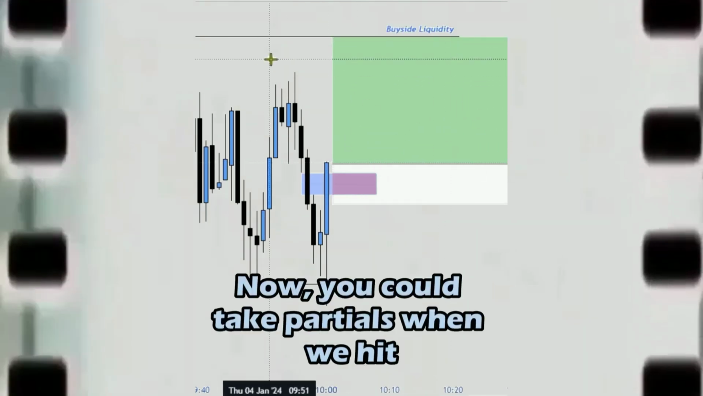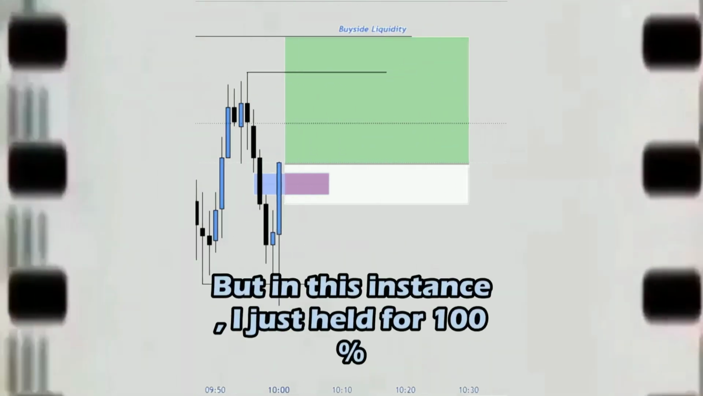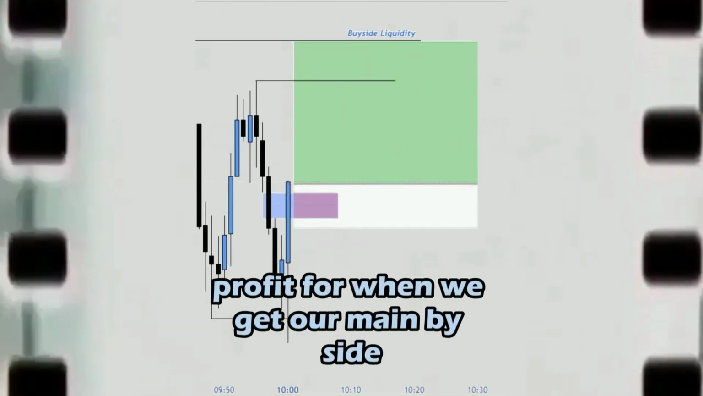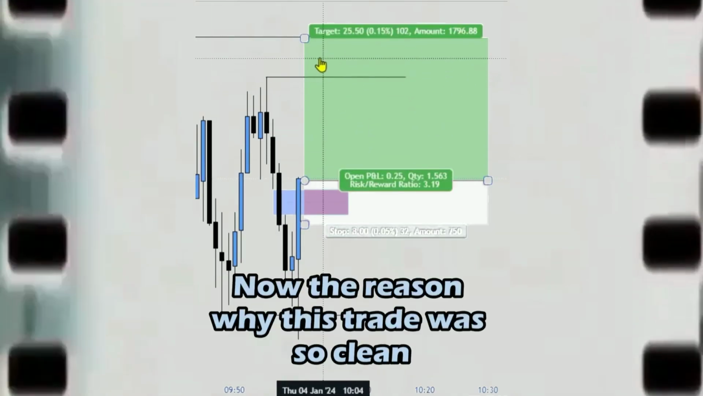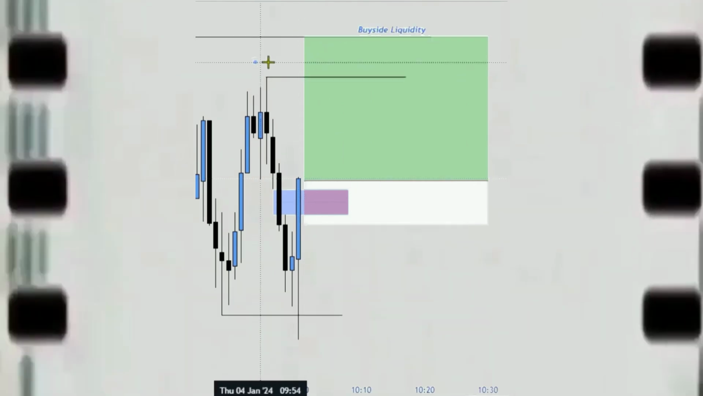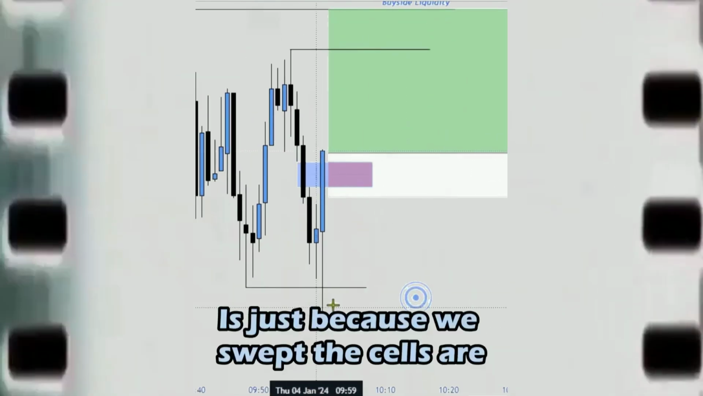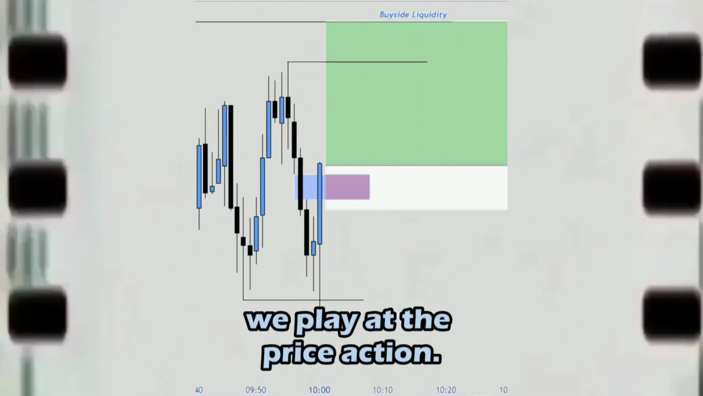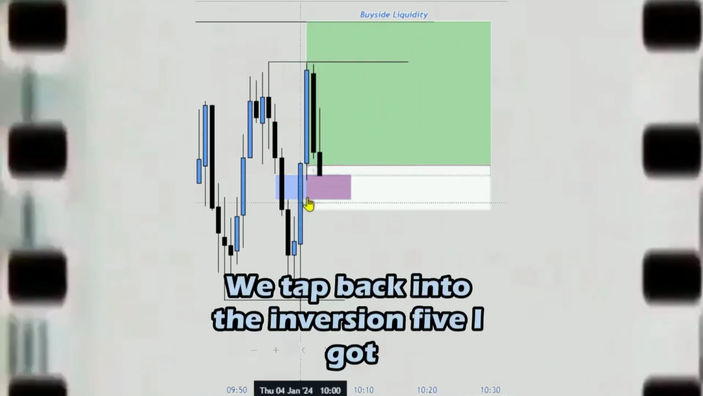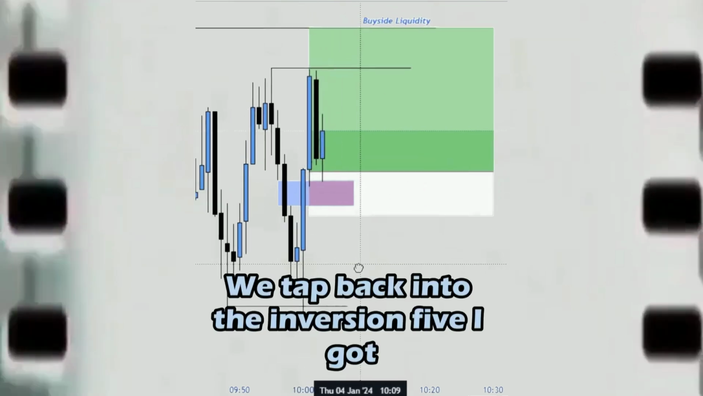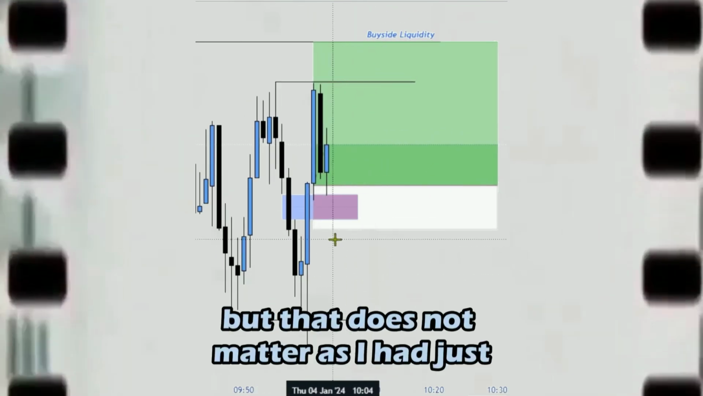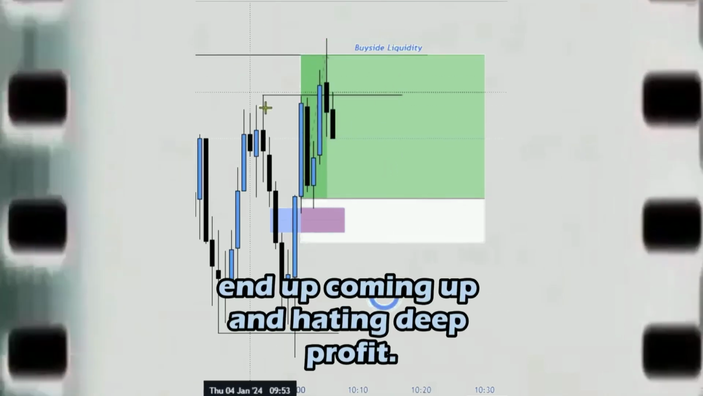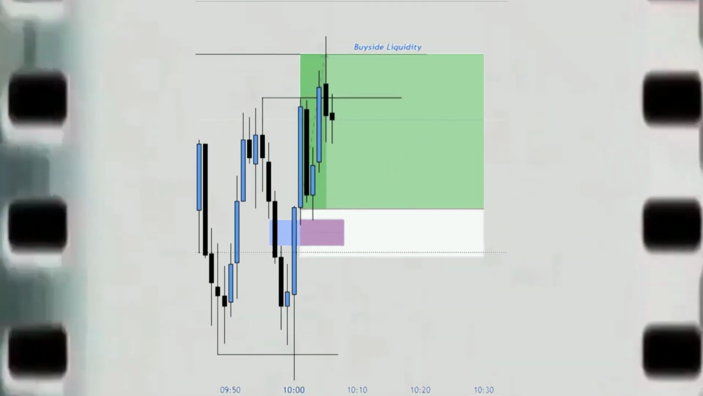Now you could take partials when we hit this internal liquidity, but in this instance I just held for 100% profit for when we hit our main buy side liquidity. Now the reason why this trade was so clean is just because we swept this sell side liquidity right there, as you can see. So if we play out the price action, we tap back into the inversion fair value gap, but that does not matter as I just enter on a candle close above, and then we end up coming up and hitting take profit.